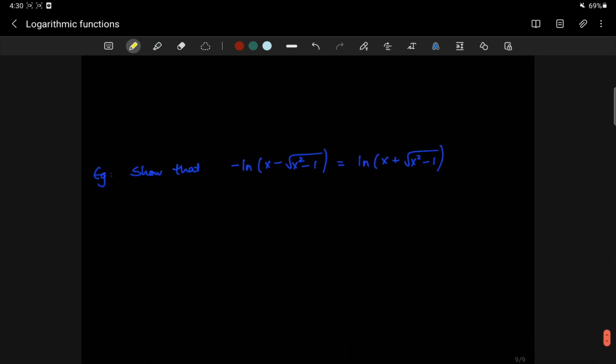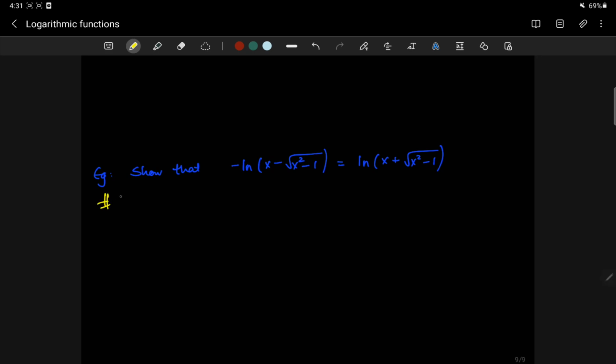Okay, last problem here for this video and for the topic on logarithm. Negative log of x minus square root of x squared minus 1 equals log of x plus square root of x squared minus 1. Now this is an interesting problem. There are many ways of showing that this is true. Okay, I'll show you one of the ways.